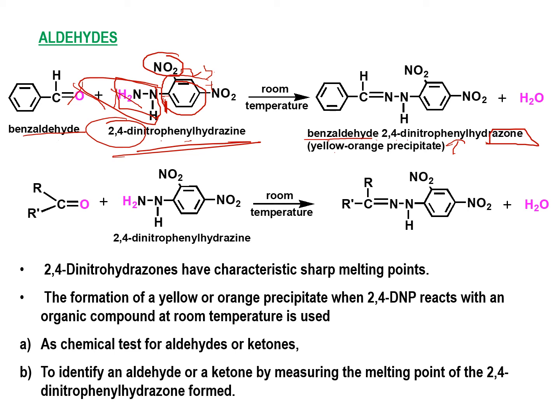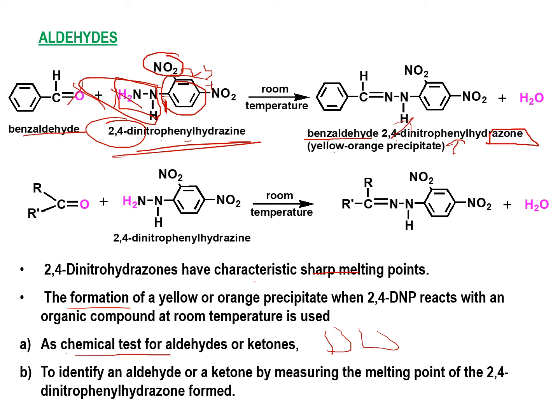Okay. So 2,4-dinitrophenylhydrazone, okay, this one your product ni have characteristic sharp melting point. Okay, so the formation of yellow or orange precipitate when 2,4-DNP react with an organic compound at room temperature is used as a chemical test for aldehyde or ketone. Maksudnya kalau you nak tahu dalam tu ada aldehyde ke ketone ke, okay, so you just guna test untuk aldehyde and ketone is Brady test lah.